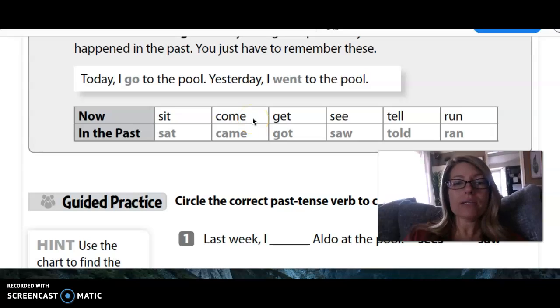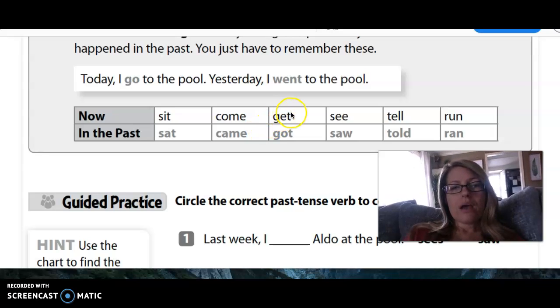Please come to my house today. Yesterday I came home. Get over here right now. If I want to show that that happened yesterday, I would say I got a dog yesterday. See how I'm taking the verb up at the top, and instead of adding ed to it, I just have to memorize what the past tense version of that verb is.